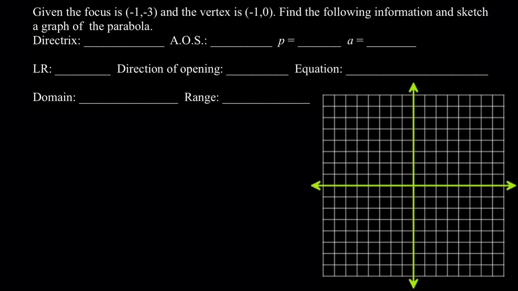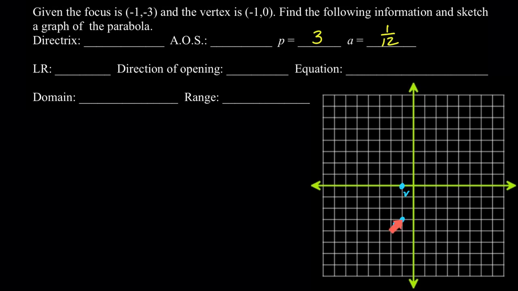All right, and the last example that we have here, given the focus is at (-1, -3), and the vertex is at (-1, 0). Find all the information from this. All right, well, right away we can pick out the distance from the focus to the vertex is 3, and that is your p-value. A is 1 over 4 times that number, so that would be 1/12.